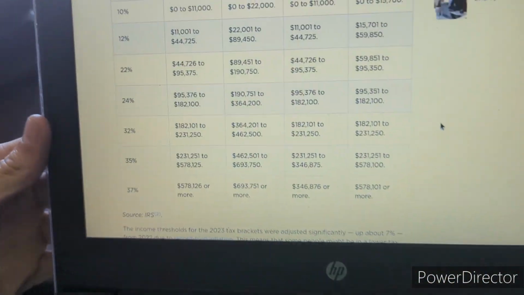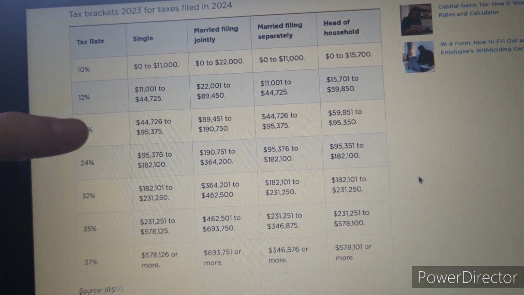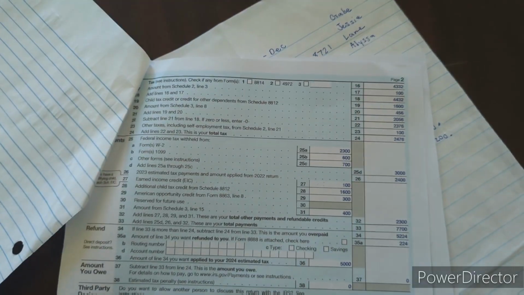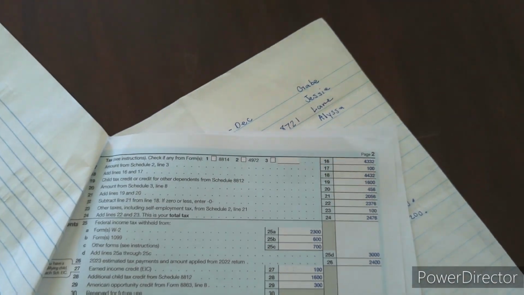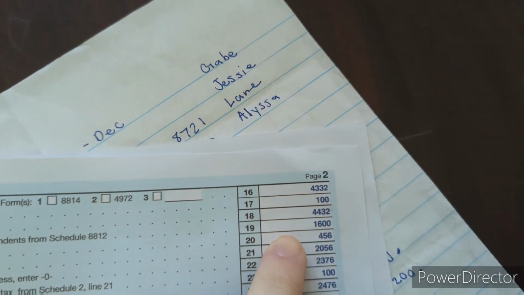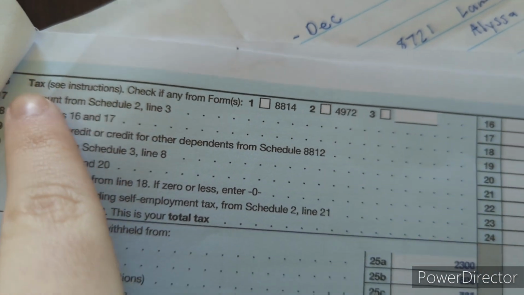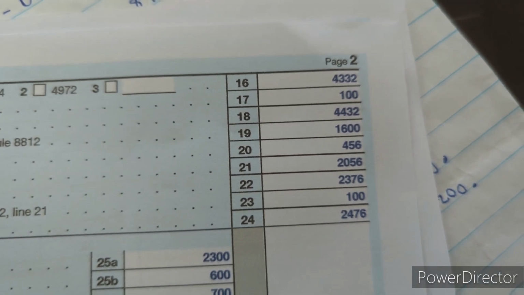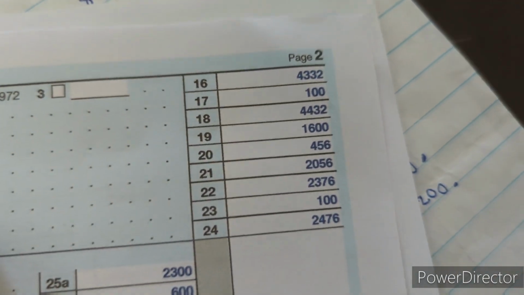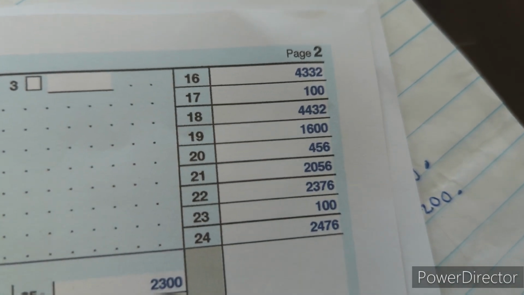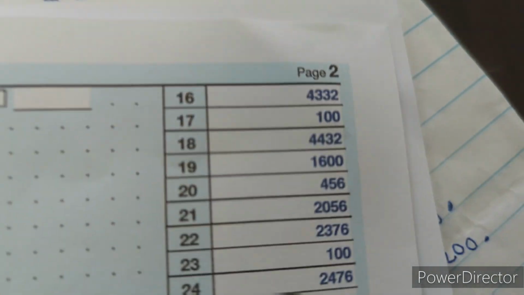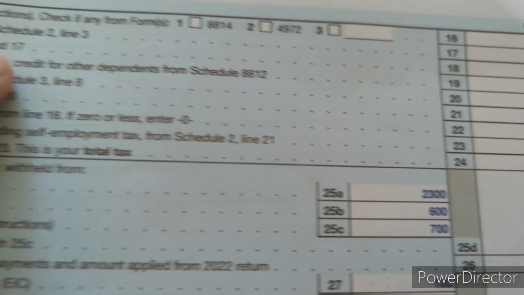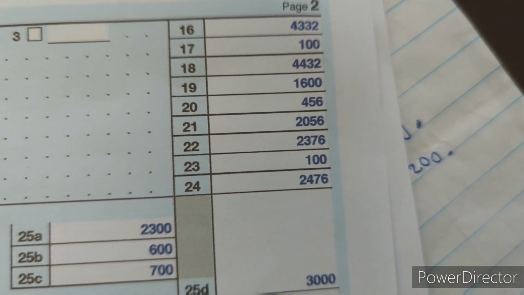Then you take your $36,100 times that by 12% over here, and then we're married filing jointly, and that's how we end up there. And after we times that number by 12%, that gives us $43.32. And then this right here, amount from Schedule 2, line 3, is a job that we have worked to make some extra money that didn't come from our main job. And in this situation, I put 100. Maybe I got it from helping somebody out, whatever the case may be. I have $100 extra laying around. And then add lines 16 and 17, that gives us $44.32.